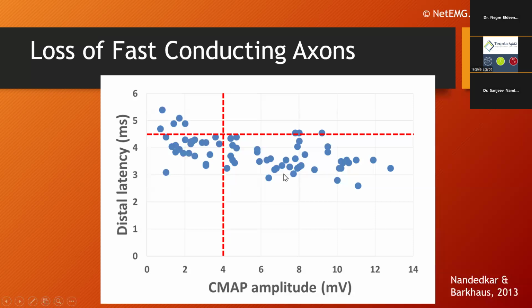Here is the data that Professor Barkhouse and I collected. On the x-axis, you can see the compound muscle action potential amplitude. On the y-axis, this is the distal latency. And these are our normal limits. And you can see that when the amplitude is normal, you usually get normal latency. Even when it is reduced, you can get normal latency. But in some subjects, you can get increased distal latency.